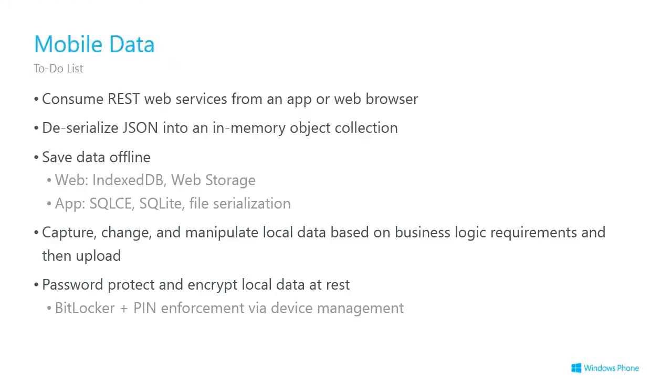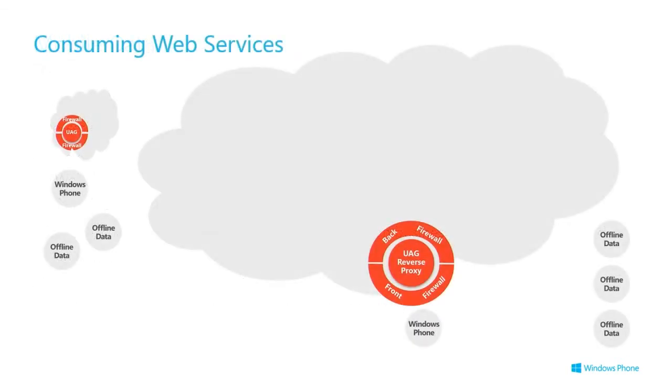Then, of course, we have to have encryption for our data at rest. We need device management that's enforcing security on your devices, enforcing a PIN. You need to have an encrypted device. And then you also need to make sure you have the extra level of encryption, if you need to do it yourself, in our case in isolated storage with your application data.